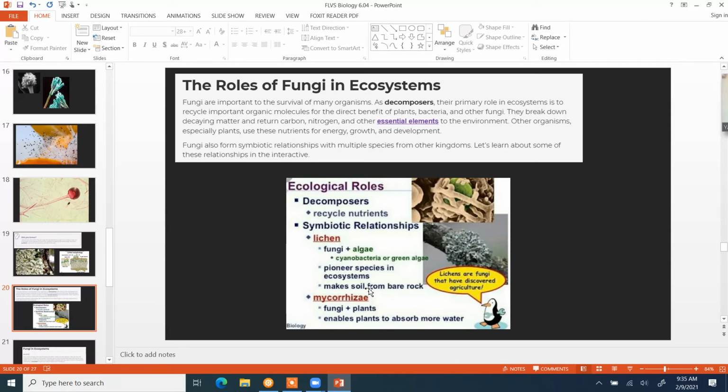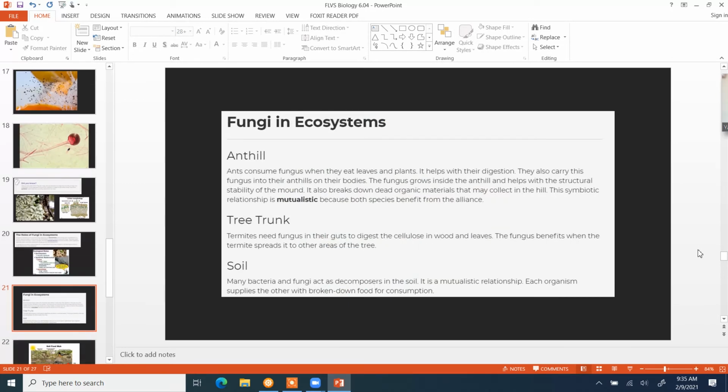At the bottom, another way that they work together is with plants. We're going to talk about some of the different ways that fungi work together in the ecosystem. The first one is about an anthill. Ants consume fungi when they eat leaves and plants. The world around you is filled with fungi. When they bring it back to the anthills, the fungus starts to grow inside the anthill, and it helps to keep the mound from collapsing. Right?